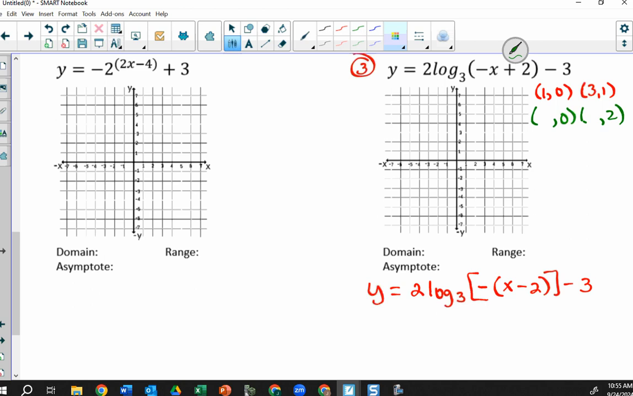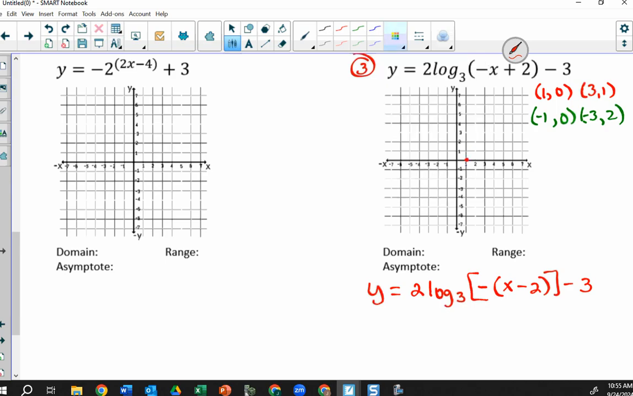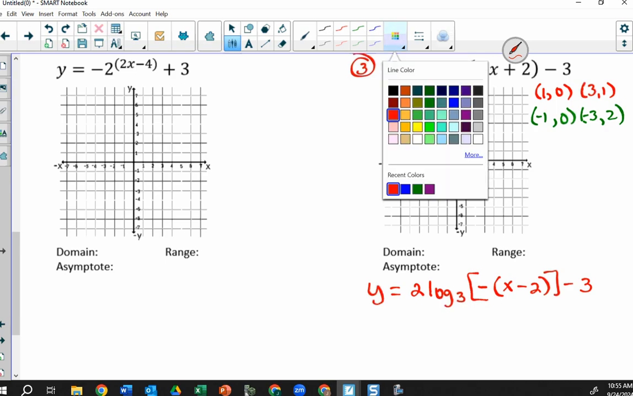In that same step, we can deal with this negative. What is this negative right here doing? Yes, changing the sign on your x values. So 1 becomes -1. 3 becomes -3. I guess I should have plotted my initial points too.